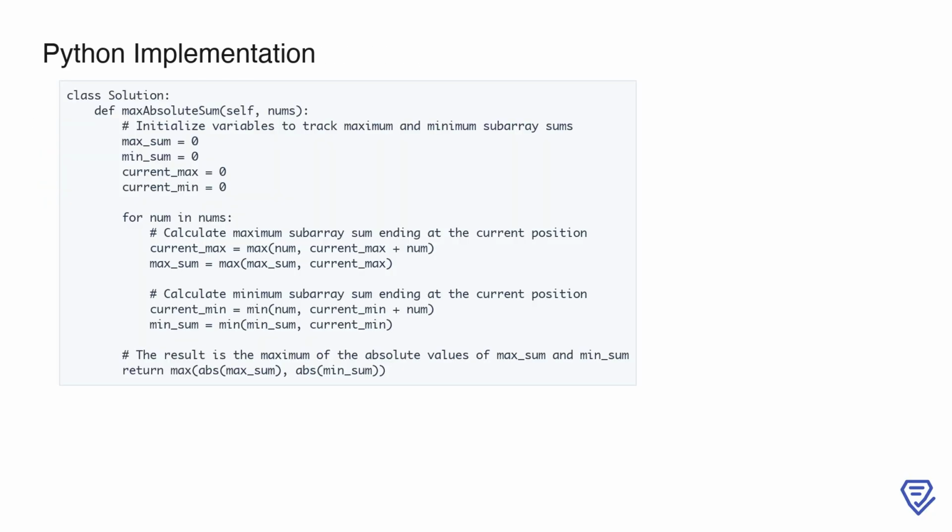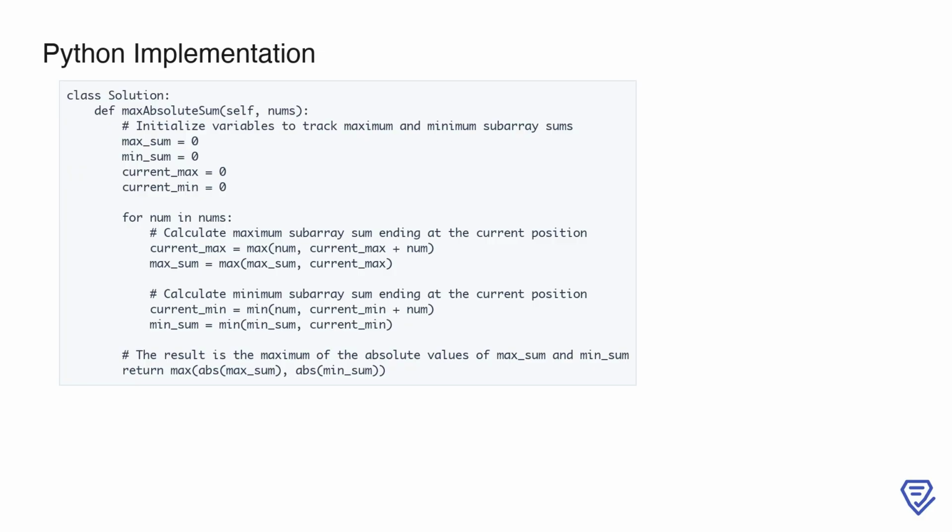This implementation efficiently solves the problem using an extension of Kadane's algorithm. The goal is to find the maximum absolute sum of any subarray in the input list. First, we initialize variables max_sum and min_sum to track the maximum and minimum subarray sums encountered so far. Similarly, we set current_max and current_min to 0, representing the current sums as we iterate through the array. These variables allow us to dynamically compute the maximum and minimum subarray sums ending at each position.